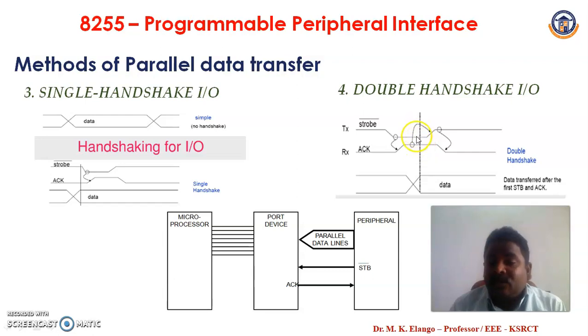Then again the strobe signal is activated from low to high. This is the second indication, and again the acknowledgement signal is activated from high to low. This is the second activation. So here the two signals are activated 2 times. It is called double handshake I/O. After these two signals' activation, data is transferred. Data transferred after the first strobe and acknowledgement is done with the help of the cases. So these are the four methods of parallel data transfer.